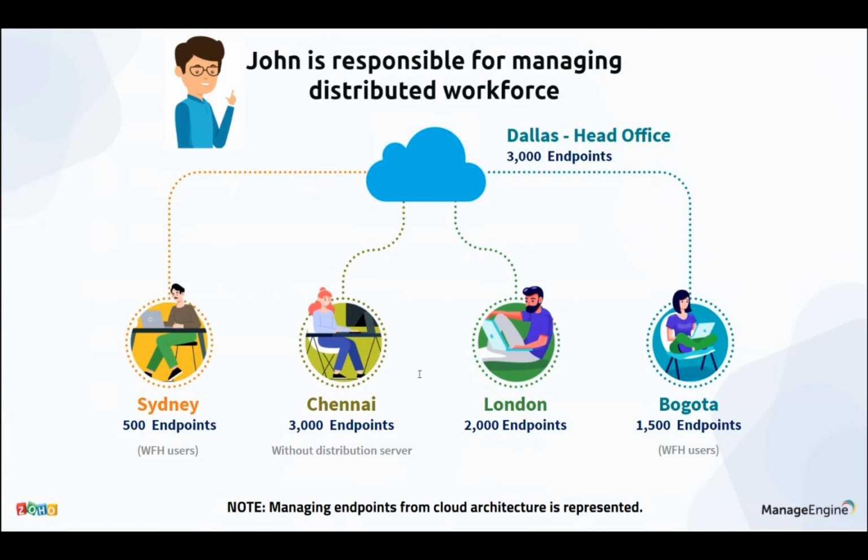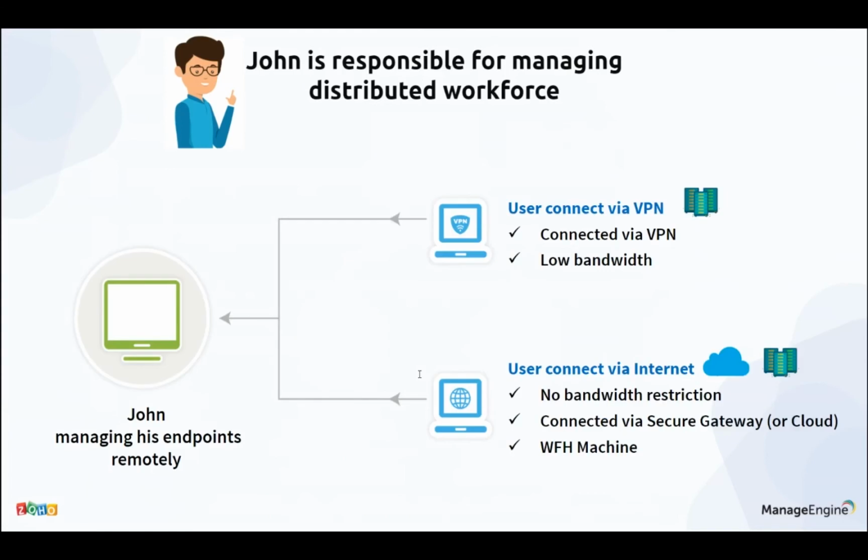We even have a SaaS offering, and it can be achieved through that. That's what we are showing here. And this is the way users connect nowadays to endpoints. They can be connecting through a VPN, with low bandwidth, or they don't have any bandwidth restriction when they are connected through the internet, but they will be communicating over a secure gateway or directly to the Desktop Central cloud. This way, we'll be able to manage a distributed workforce via Desktop Central.